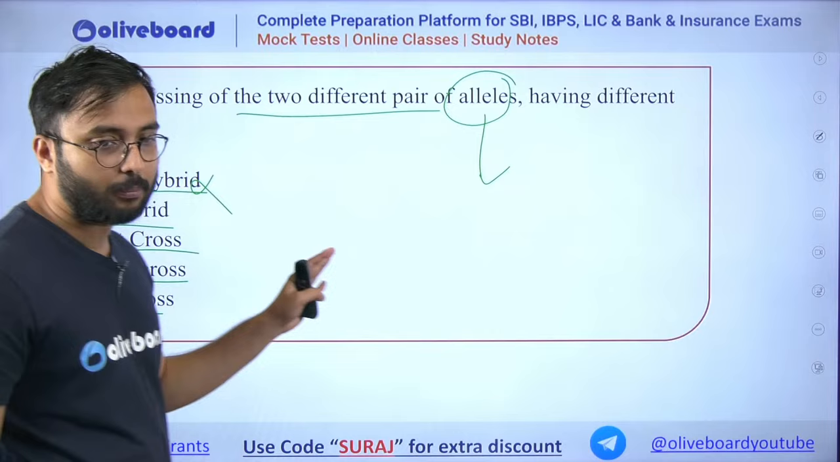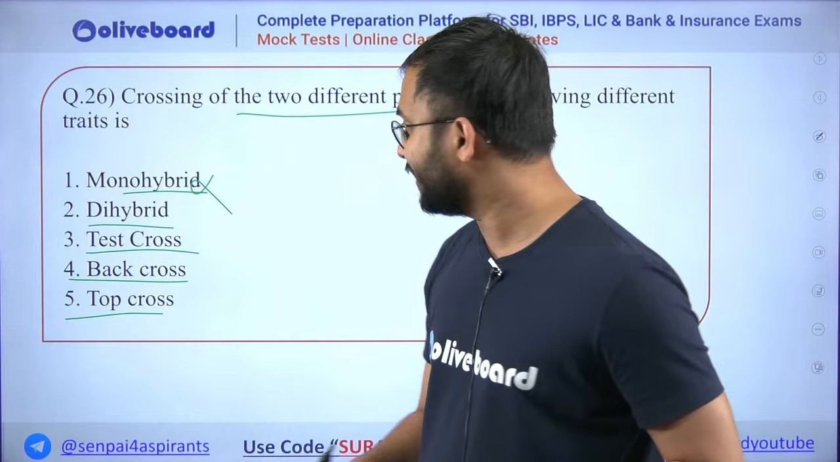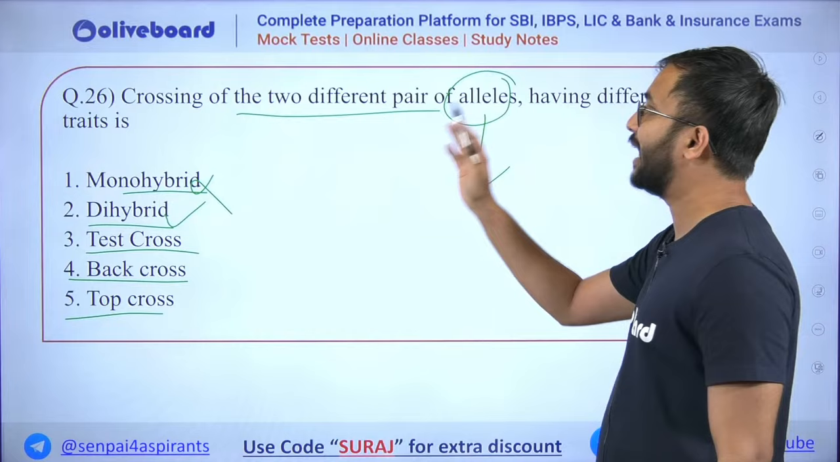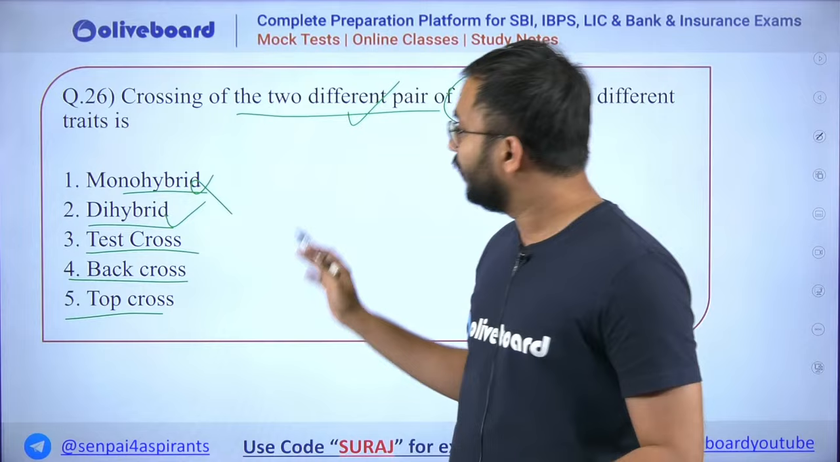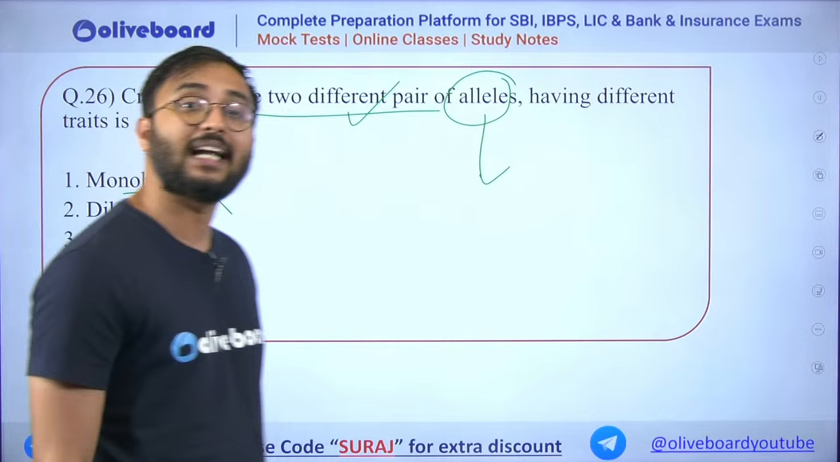The answer here, Sujata is saying 2, Mangesh is saying 2. Yes, everybody is giving the correct answer and I am very, very happy. Very good guys, the answer here is dihybrid. You are very correct. So dihybrid is one where different traits are passed down as two different pairs of alleles are crossed. Simple. Now, if this crossing is done only for observation purposes, that is called a test cross. Back cross is nothing but intergenerational, and top cross is nothing but when a desired characteristic pair is crossed with the other.